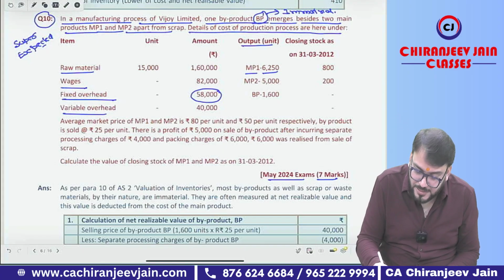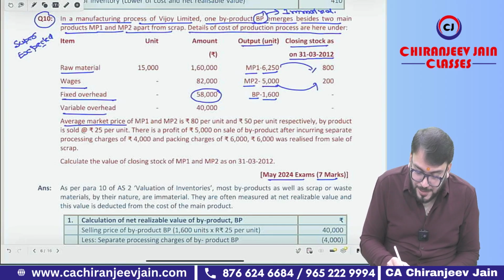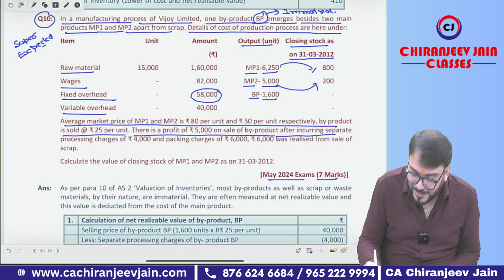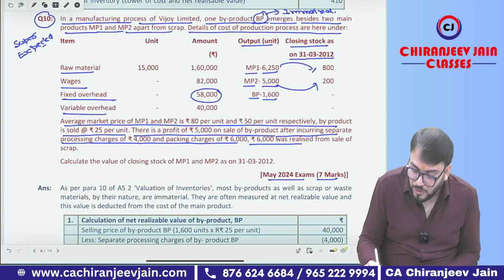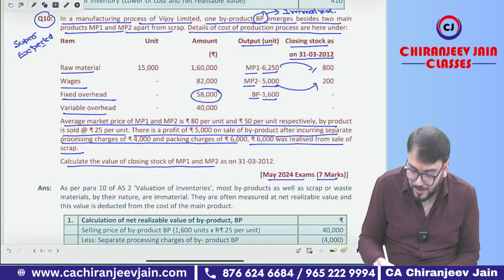Then they give output: MP1 this much, MP2 this much, BP this much, byproduct. Then closing stock as on 31st March 2012, this much is left out of this. Average market price of MP1 and MP2 is 80 and 50 per unit respectively. Byproduct is sold at 25 per unit. There is a profit of 5,000 on sale of byproduct after incurring separate processing charges of rupees 4,000 and packing charges of rupees 6,000. 6,000 was realized from sale of scrap. Calculate the value of closing stock of MP1 and MP2.